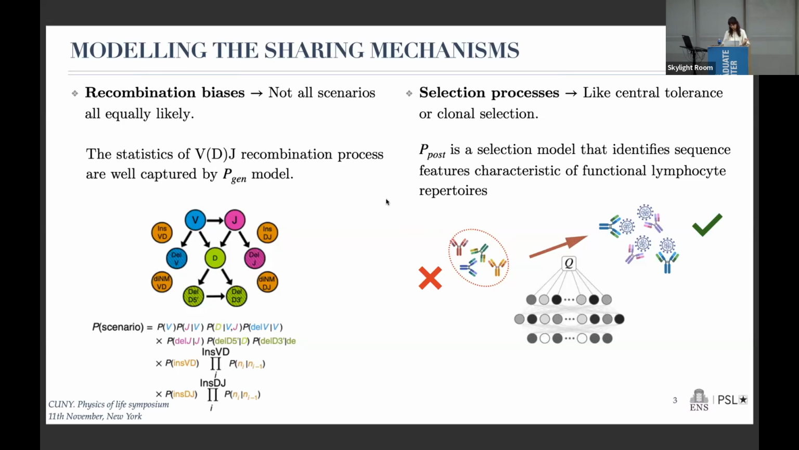So on top of this first probabilistic model, we developed a second one called P-post, that from the features of the sequence, I mean the length or the amino acid content, can learn a selection factor, that is this Q, that ponderates this initial PGen probability, and gives me a final probability that is P-post. So the P-post of a receptor is the probability to be generated and selected.